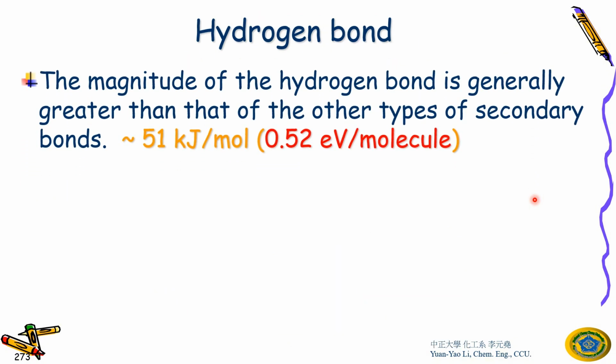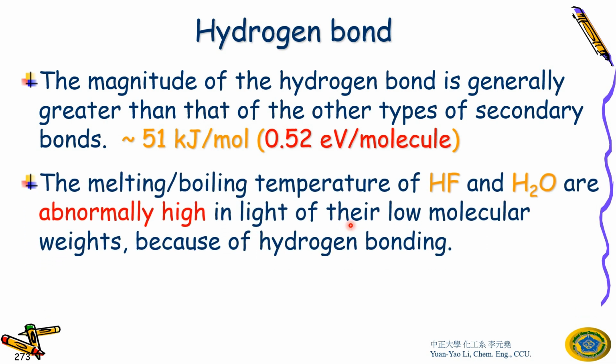Right. Because this is a special case of the polar-polar interaction, the bonding energy must be higher than the normal one, right? The magnitude of this hydrogen bond is generally greater than that of the other types of secondary bonds. So this is the strongest bonding energy among the secondary bonds, which is about 0.25 electron volt per molecule. That's why the boiling point and melting point of hydrogen fluoride and water (oxygen) are abnormally high.